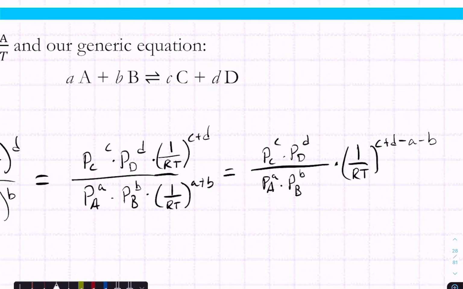And there are also some special conditions where Kc is equal to Kp. Because what happens if c plus d minus a minus b is equal to 0? So if that whole thing is 0, what is 1 over RT raised to the 0? It's just 1. So it disappears. So if we have the same number of moles of gas in the reactants as we have moles of gas in the products, Kc and Kp are equal.